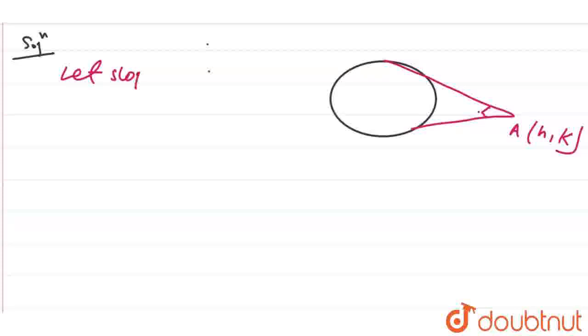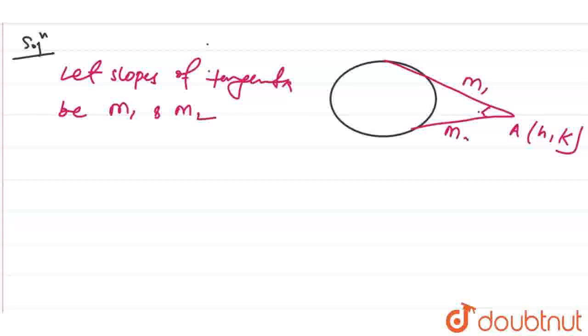Let the slopes of the tangents be m1 and m2. Let's consider this one is m1 and this is m2. It is given that both are perpendicular. We know that if two lines are perpendicular to each other, then the multiplication of the slopes becomes -1. This equation will help in the next step.